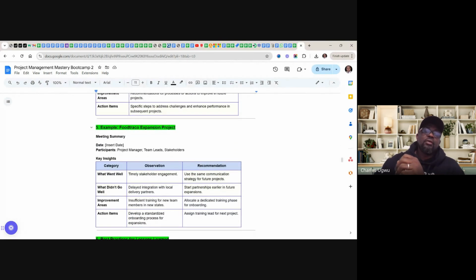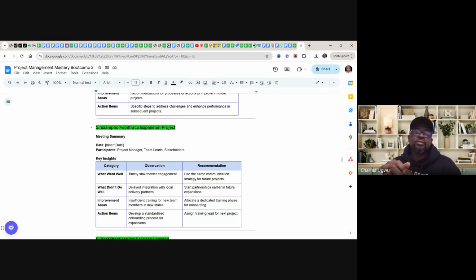And our example from the Almighty Food Tracker. In this expansion project, number 1 is what went well: timely stakeholder engagement. Recommendation, use the same communication strategy for future projects. What didn't go well? Delayed integration with local delivery partners. Recommendation, start partnerships earlier in future expansions.